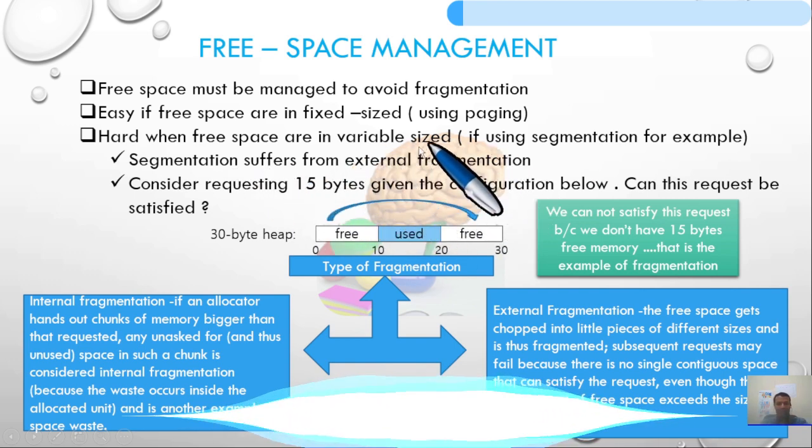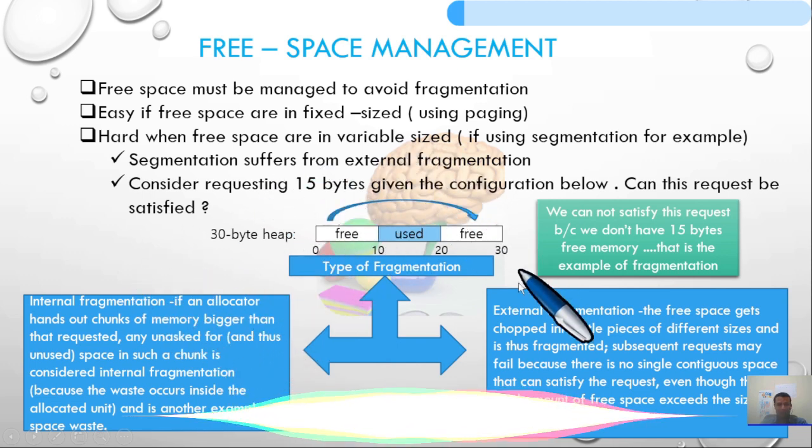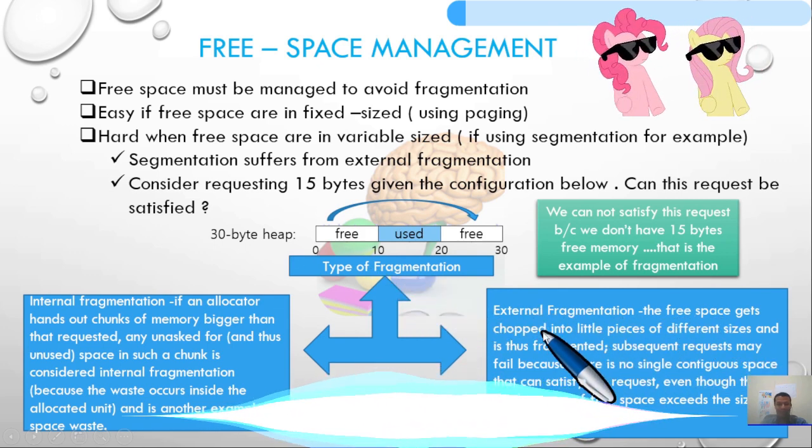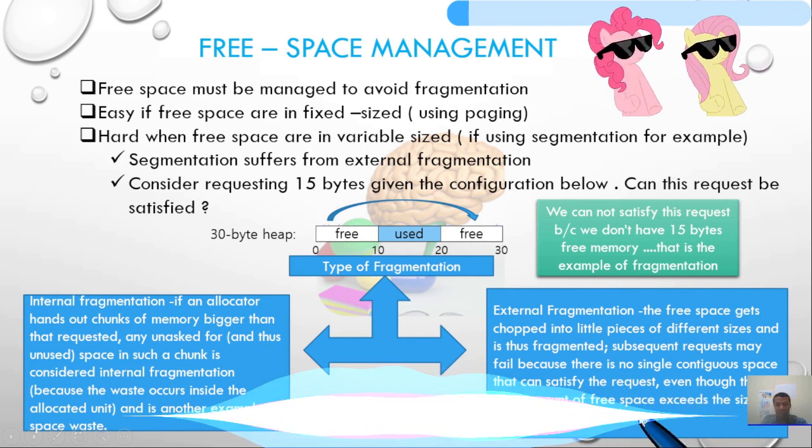What is external fragmentation and what is internal fragmentation? We will discuss. External fragmentation means the free space gets chopped into little pieces of different sizes and is then fragmented. Subsequent requests may fail because there is no single contiguous space that can satisfy the request, even though the total amount of free space exceeds the size of the request.